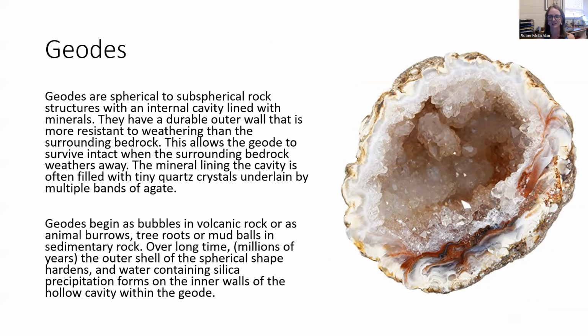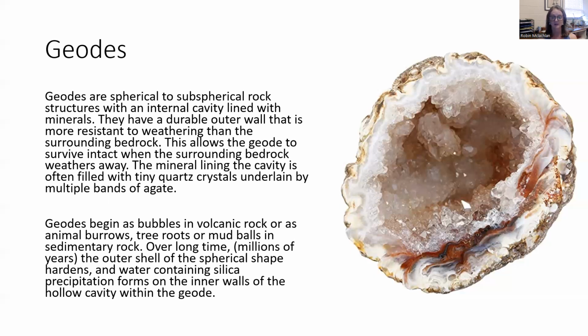You can actually see a little bit of chalcedony here forming just before the quartz. And when these minerals precipitate out in that open area, that void, the outside of that void becomes really hard and weather resistant, and therefore the surrounding bedrock can erode away and you're left with just that round geode.